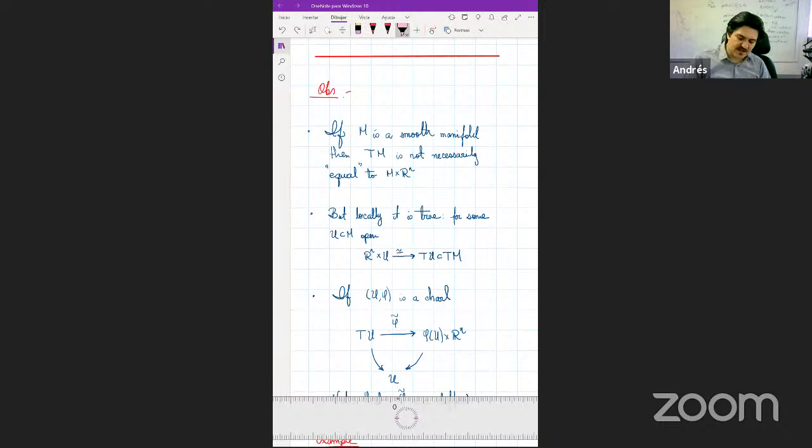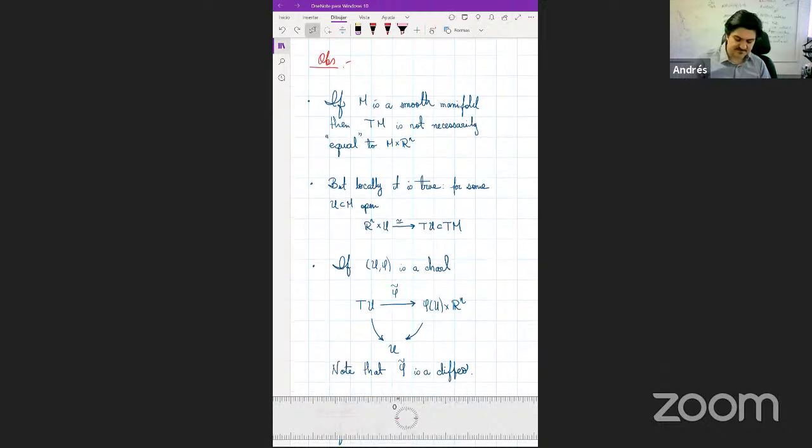And however, when we find a diffeomorphism like this in this context, something that is very important is that the point P doesn't move that much. The phi tilde that we had before, remember here, it satisfies this diagram.